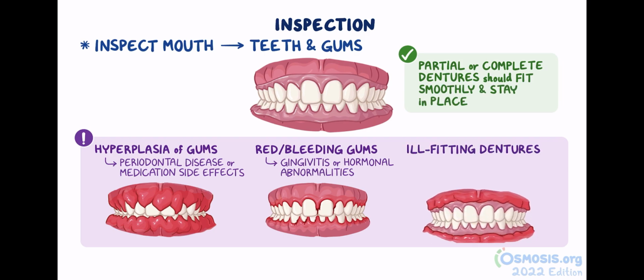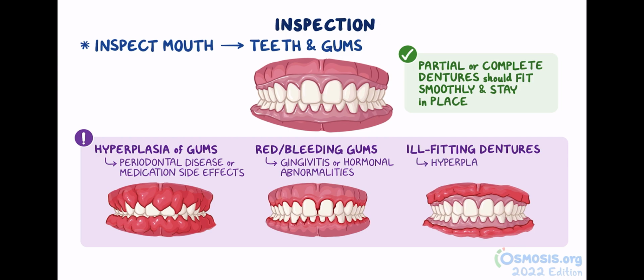Ill-fitting dentures can cause damage to the gums, leading to hyperplasia or an overgrowth of the gum tissue and inflammation. Ill-fitting dentures can also impact the client's ability to eat, which can cause nutritional deficiencies.